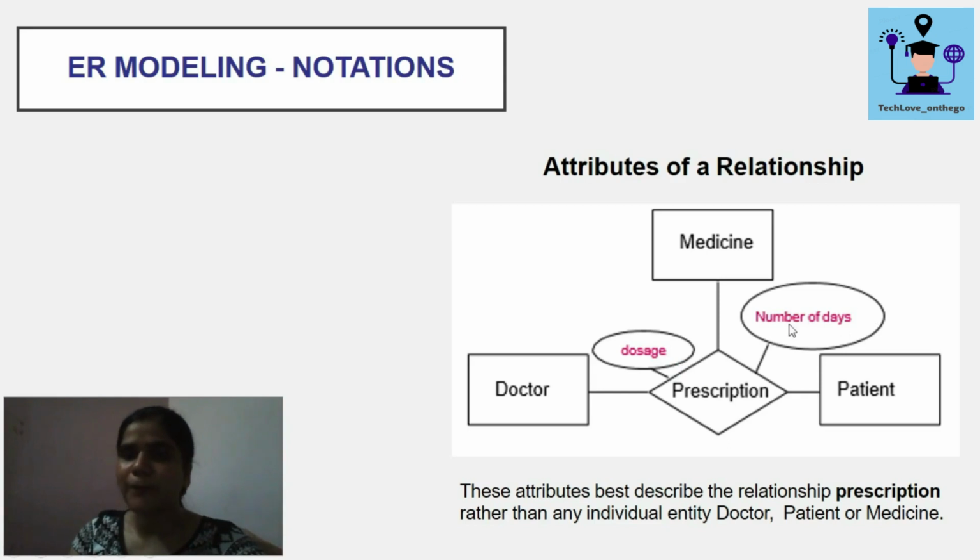It can have a number of days, how many days a patient needs to take those medicines. So this is a simple example of how a relationship can have different attributes. These attributes best describe the relationship prescription rather than any individual entity, doctor, patient or medicine. So we can simply understand that every relationship can have different attributes as well, like entities.